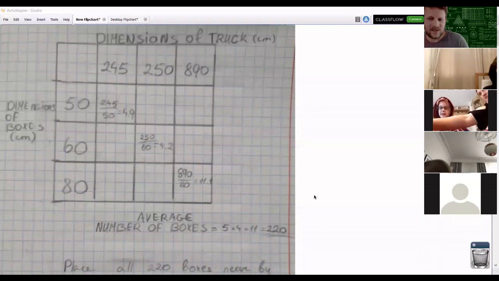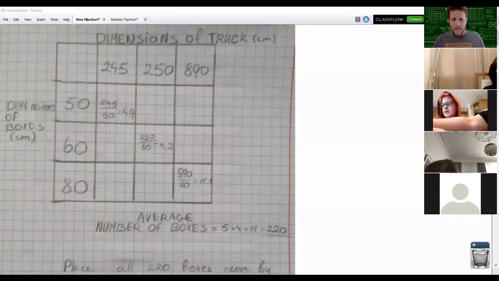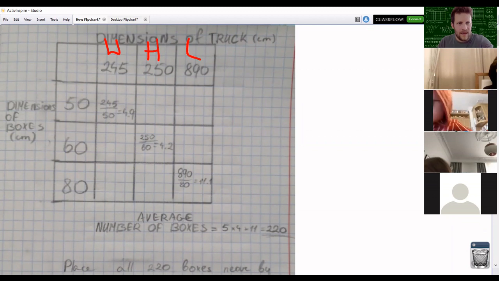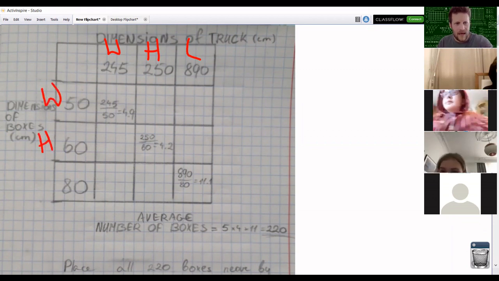Here's a different diagram someone came up with. This diagram took me a little while to figure out, and it's interesting, but it took me a while because they didn't fill in the whole thing. When I looked at it I realized, okay, this was the length, the width, and the height, I think, of the truck. And then we had the width, height, and length of the box.